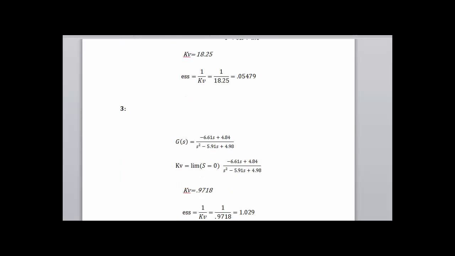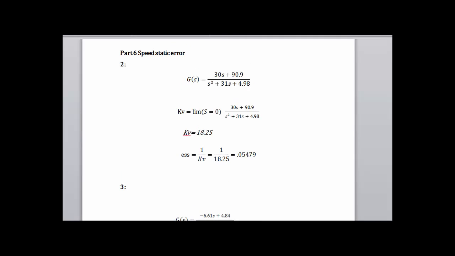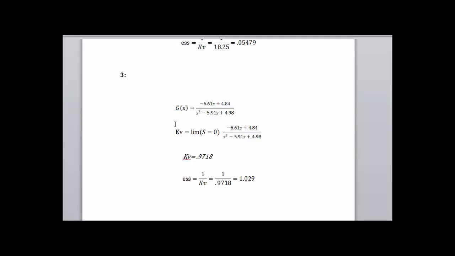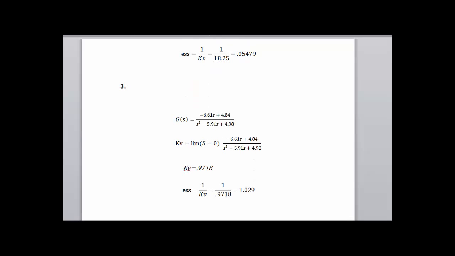And then we go to the second example, since we needed to do 2 examples. Here we have the same steps. Here we have the G of s function. We make s tend to 0, and we get this value 0.9718. And then we do this division 1 over 0.9718, and we get the value of 1.0029. This is how you get the static error of the velocity.